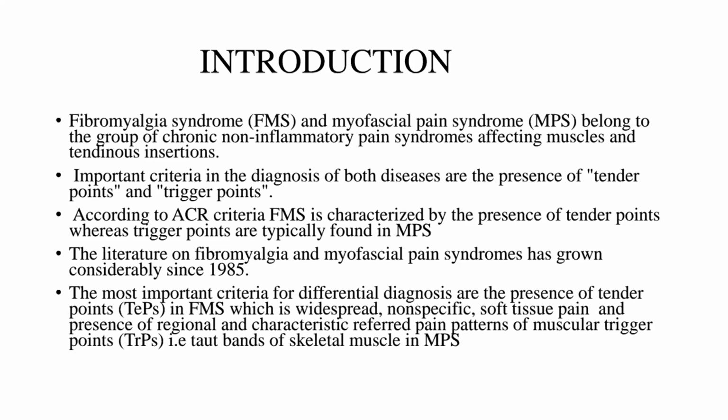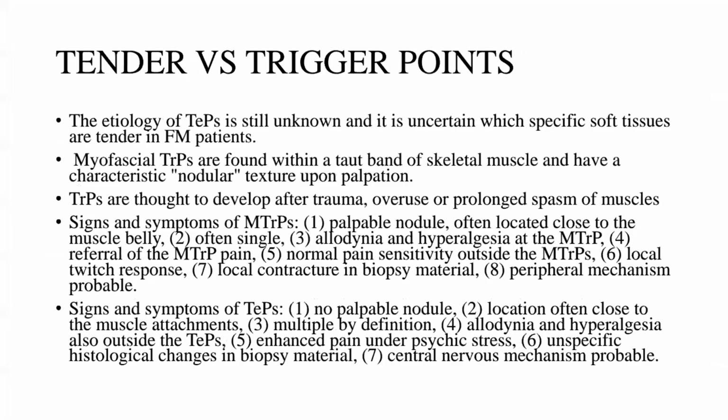So the criteria for differential diagnosis are: the presence of tender points in FMS, fibromyalgia syndrome, with non-specific soft tissue pain; and in myofascial pain the presence of regional, characteristic referred pain. The muscular trigger point is like a taut band. When we palpate, taut bands will be palpated in the skeletal muscle. That is there in myofascial pain syndrome.